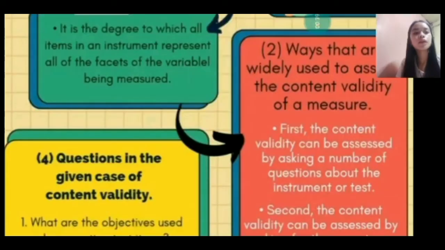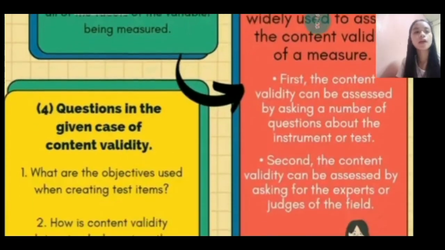So there are 2 ways that are widely used to assess the content validity of a measure. First, the content validity can be assessed by asking a number of questions about the instrument or test. Second, the content validity can be assessed by asking for the experts or judges of the field.